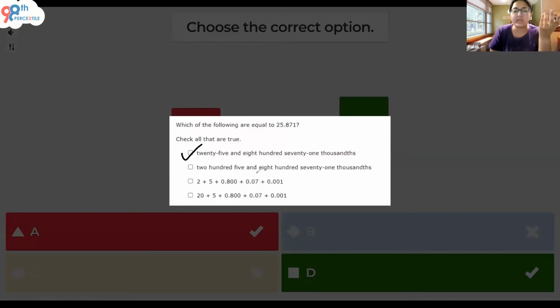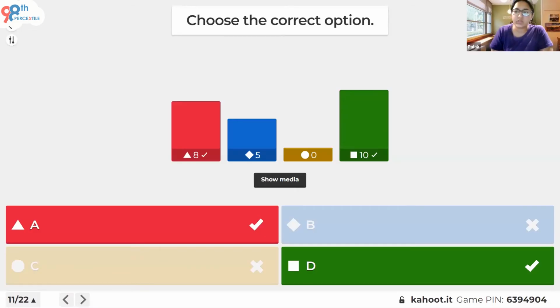Then yet another method by which we can explain this is 25 can be split as 20 plus 5, and then we have 0.871, so that is 0.8 plus 0.07 plus 0.001. So that is how options A and D are going to be the correct answers. Let's have a look at the next question.